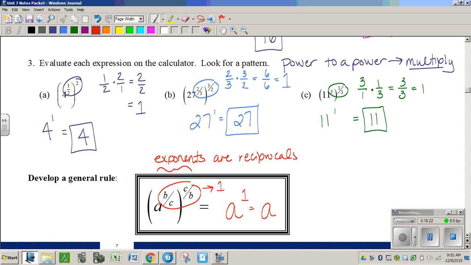Now that's going to come in really handy when we go to solve power equations, because it's going to be one of those inverse operations that you'll be able to do to each side of your equation.